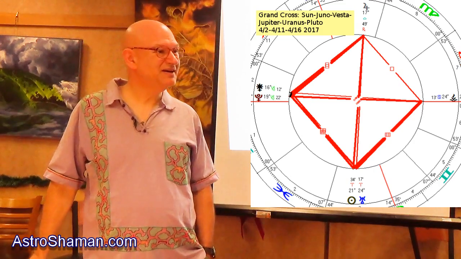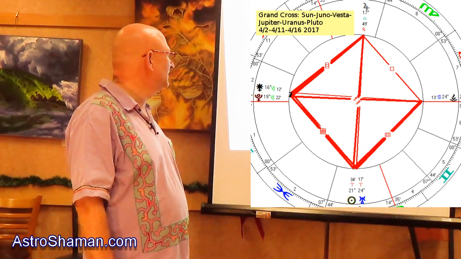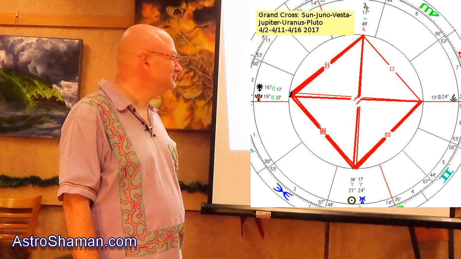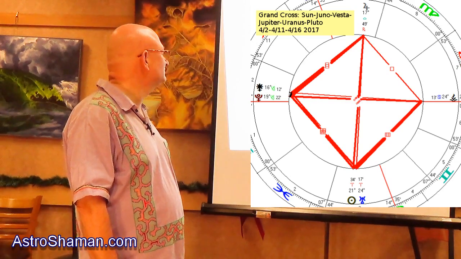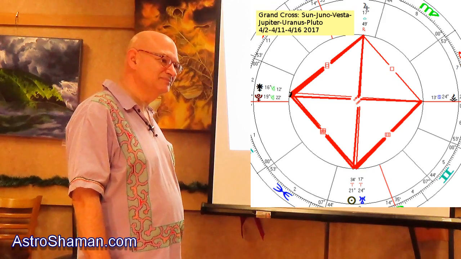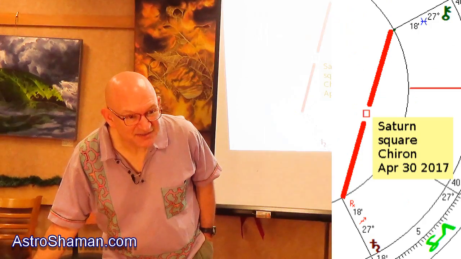One way with Vesta in Cancer, that just brings up to me a devotion to security, a devotion to protection. So I think of the Cancer Capricorn axis to be one of preservation and protection. I like that. Okay, thank you. Okay, let's see what's next.